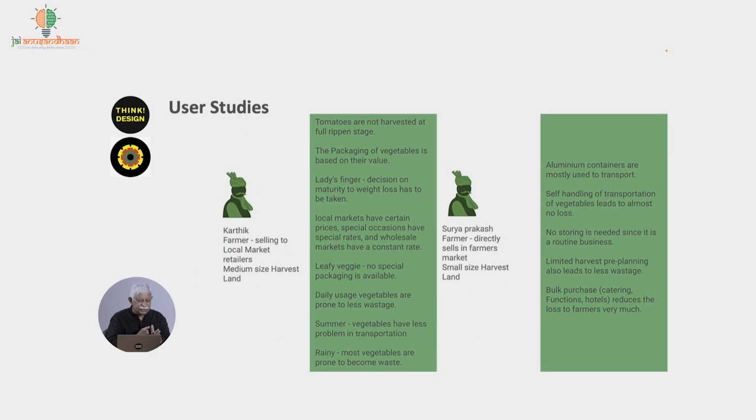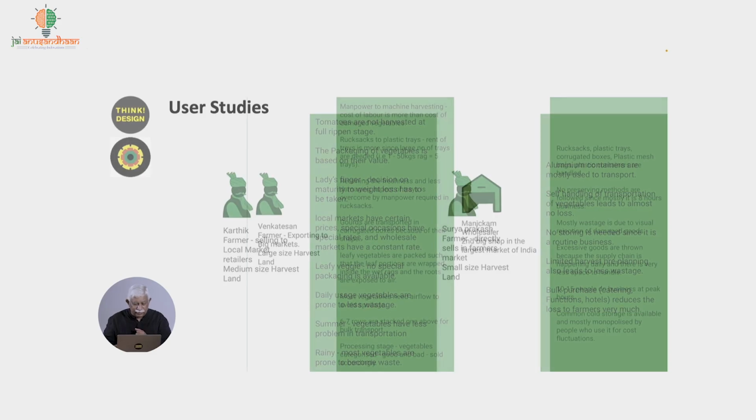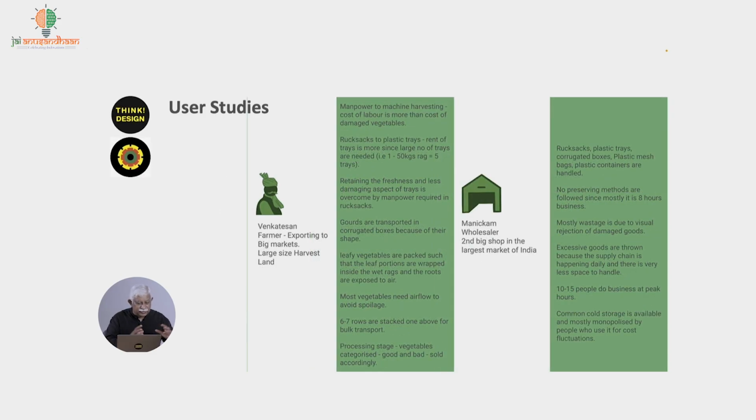User studies were done with, for example, Karthik, a farmer who sells to the local market and has a medium size harvest. Surya Prakash, again a farmer, sells directly to the farmers market and has a small harvest land. Venkateshan is a large farmer, so he exports to the big markets.